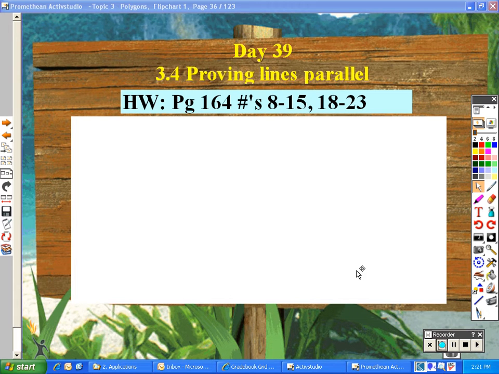All right, so guys, today it's day 39, and we're gonna talk about 3.4, which is how we're gonna prove that lines are parallel. Your homework is up here. It's page 164, numbers 8 to 15, and 18 to 23. Don't forget to grab a sheet of paper from the front of the room. You're gonna need it.